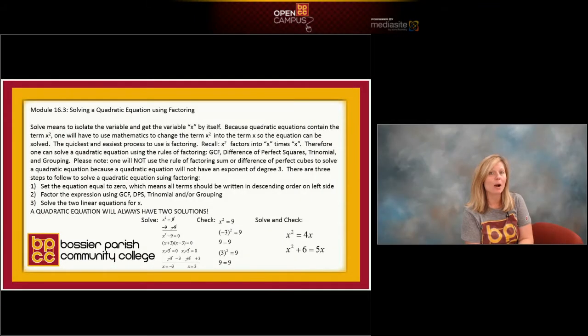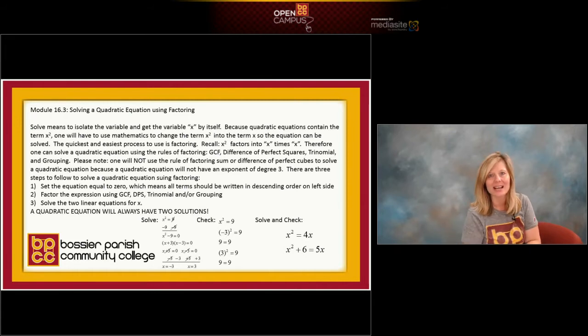Welcome back. Now we're going to learn how to solve a quadratic equation. Remember, the word solve means to isolate your variable. You want to get your x by itself. But recall, if this is a quadratic equation, it has the term x squared, and that is not the same as getting x by itself. So we got to learn in mathematics, how do we physically change an x squared to an x?